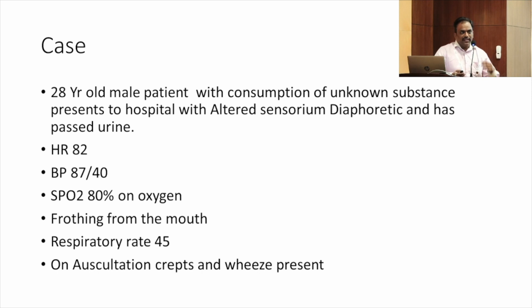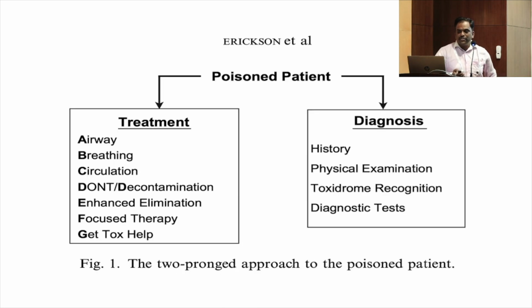The main thing in poisoning management is that, rather than treating the poisoning, you treat the patient. So the first thing in any poisoned patient is airway, breathing, circulation, and then if there are any disabilities like seizures, you treat them. Then decontamination, enhanced elimination, and then focused therapy, and if you are not sure, get a tox help. Once you are done with these things, you can revisit your history, physical examination, and toxidrome recognition. It's a two-pronged approach at this point of time.